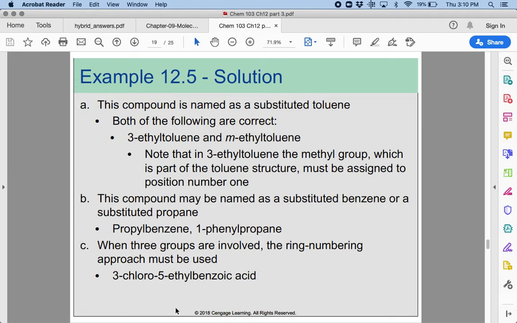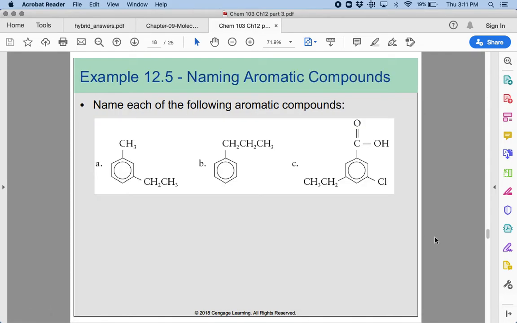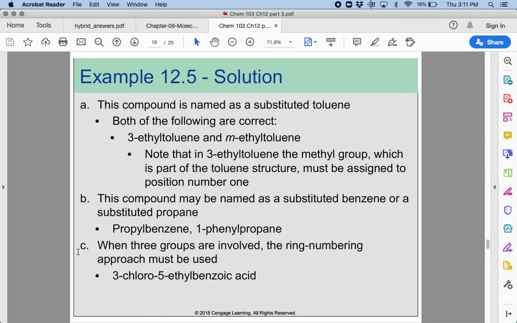And lastly, when we have 3 groups around the ring, we have to arrange them in a way where the numbers make sense. So we have 3-chloro, 5-ethyl, benzoic acid. If we get rid of both of these groups, we're left with benzoic acid. We figure that this will be the 1 position. 1, 2, 3, 4, 5, so the 3 and 5. We want the chloro and the ethyl, and we go by alphabetical order. So chloro would come first. C comes before E, so 3-chloro, 5-ethyl, benzoic acid.